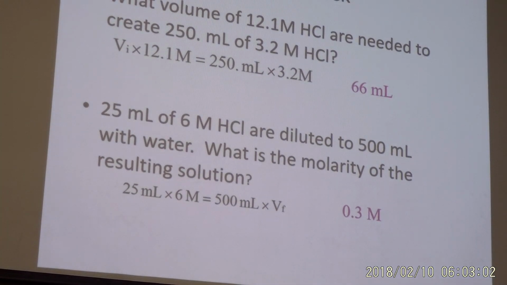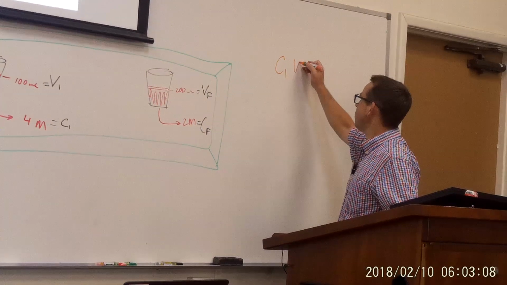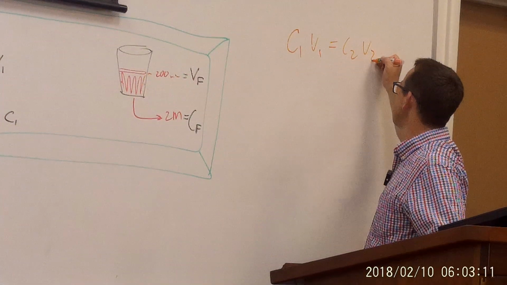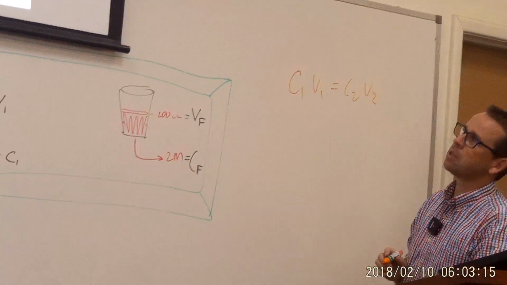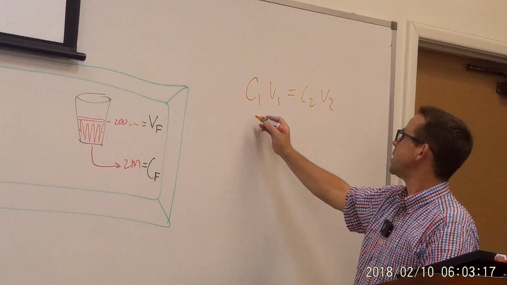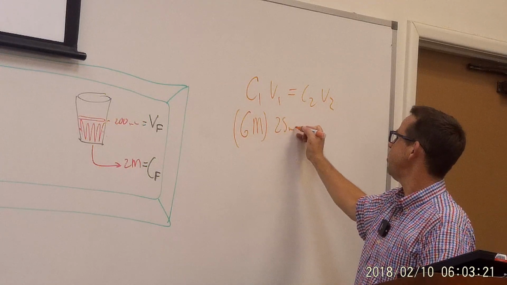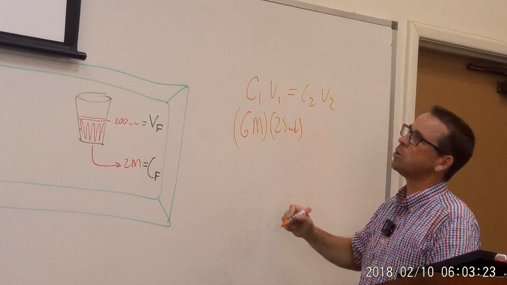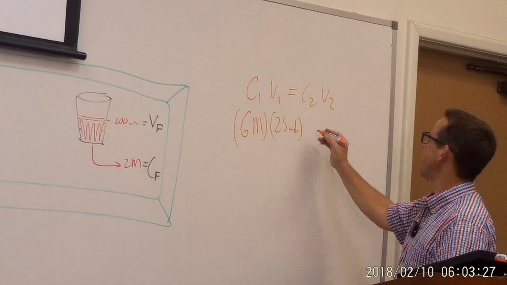Anybody want to go over that one? Okay. So we looked for the dilution equation, C1V1 equals C2V2, or C final V final. The initial concentration was what? 6 molar. It says we took 25 milliliters of this 6 molar solution, right? And we diluted it to 500 milliliters.